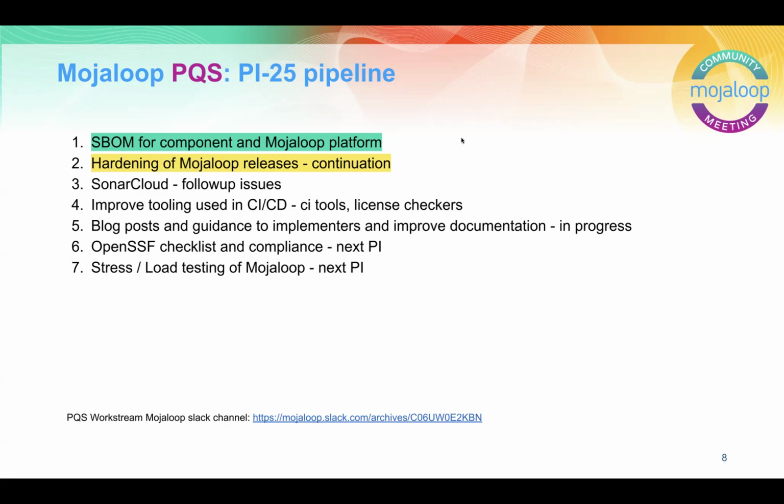Apart from that, the hardening of Mojaloop releases touched on several aspects, upgrading dependencies and addressing vulnerabilities reported by GitHub and several tools that we use. That's an ongoing activity. We are also using Sonar Cloud to identify security and quality issues. And we've been implementing that for the work that's being done as part of the work streams as well, and making sure that those are addressed, especially the security related items and the critical ones.